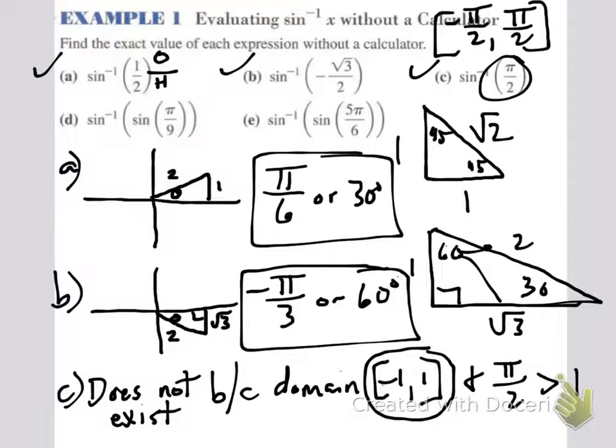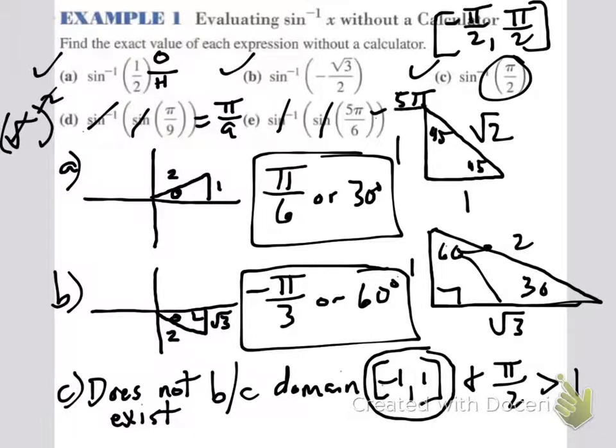All right, D and E, we don't need reference triangles because I'm taking the inverse sine of a sine. Now, this is sort of like when you square a square root, right? The power and the root go away, and the number is all that's left. Well, that's what happens here. These essentially cancel out, so your answer is pi over 9. Same thing here. So your answer is 5 pi over 6.